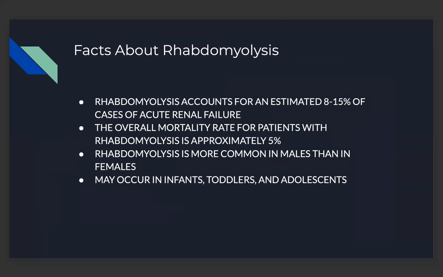Facts about rhabdomyolysis. Rhabdomyolysis accounts for an estimated 8 to 15% of cases of acute renal failure. The overall mortality rate for patients with rhabdomyolysis is approximately 5%. Rhabdomyolysis is more common in males than females and may occur in infants, toddlers, and adolescents.